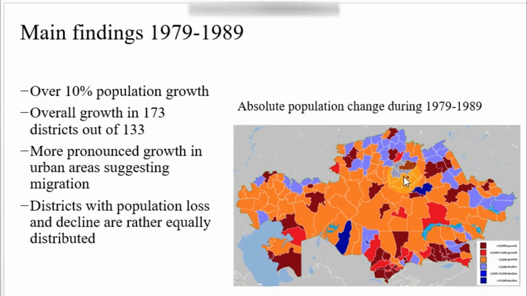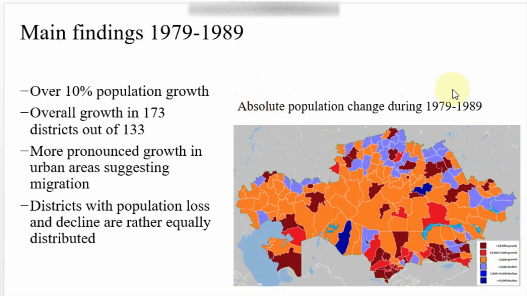Now, if you look carefully, we can note that these areas with significant population growth are urban areas. So these suggest that there has been a significant amount of urbanization due to internal migration from rural areas to larger cities.